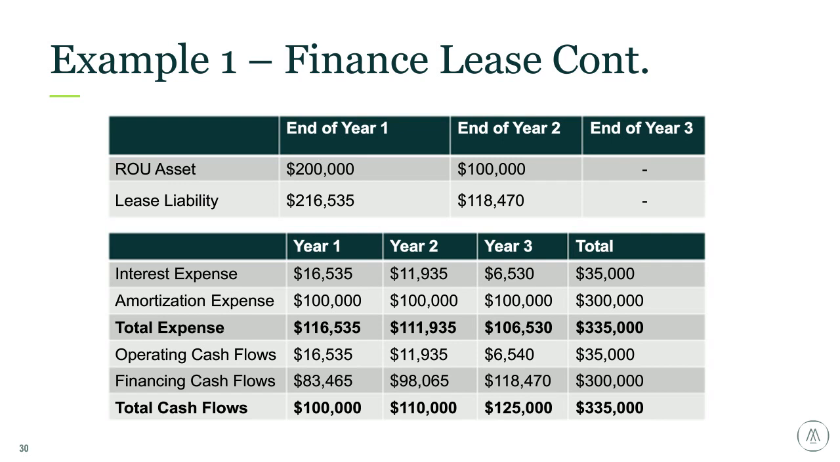And so that total expense line, right down here in the middle, $116,000 expense for this lease in the first year, it goes down to 111 and then down to 106. So a finance lease is front-loaded from an expense recognition standpoint. It's not a straight line, which we'll see in the operating lease in just a minute.